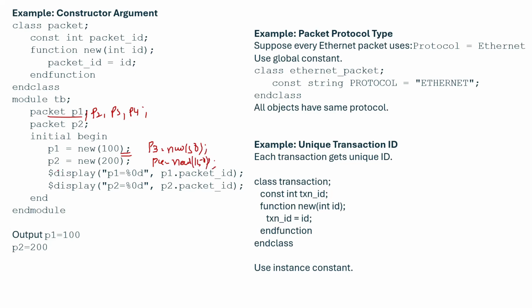Okay. So then call the method. What is your constructor method? The new method. So I can assign the value through the new method, and then I can display my P1, P2, P3, and P4 values. I can change it. Instance constants: at the time you want to change, you can change.